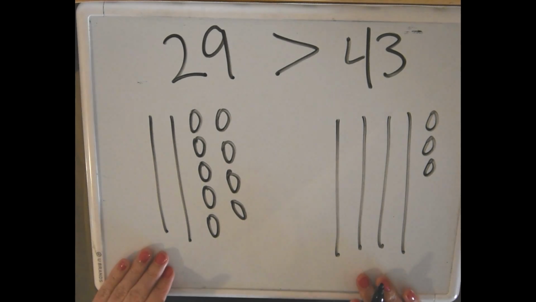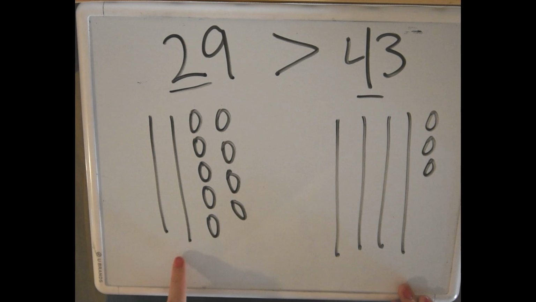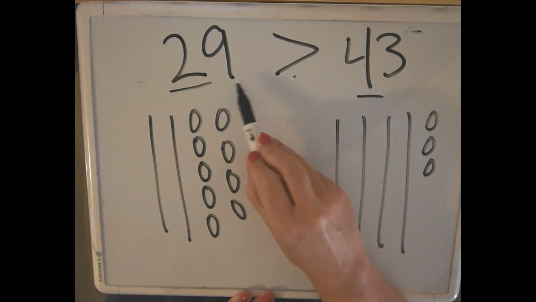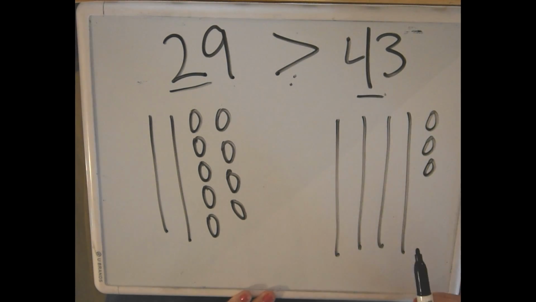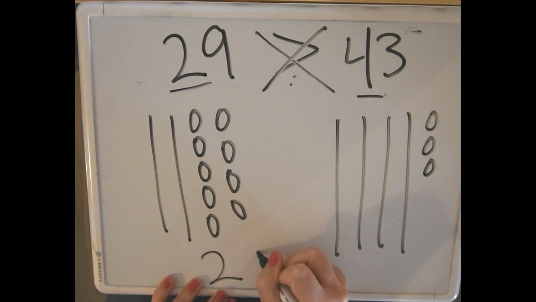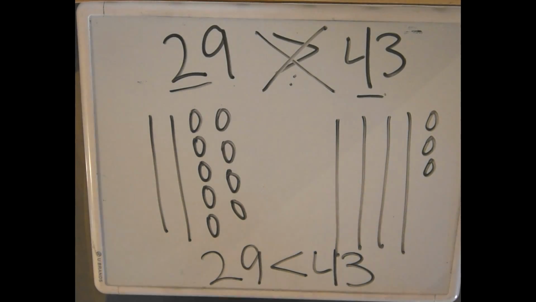What's the first rule? Start with the tens. Okay, 29 has 2 tens, 43 has 4. So 29 actually has less tens than 43. So is this statement true? Is 29 greater than 43? No, because it has less tens. So actually the statement should be 29 is less than 43.